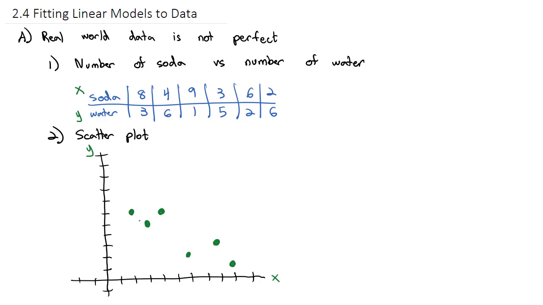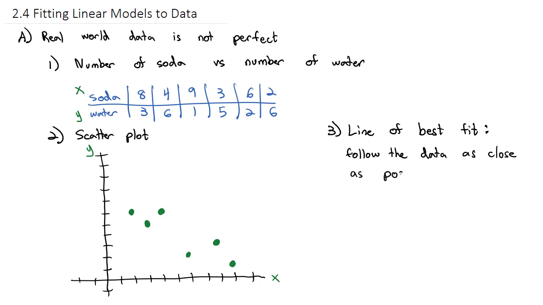And what I see is these dots don't actually make a straight line. They're kind of all over the place. But what I can see in the scatter plot is the dots do kind of follow a trend. And when I can see that trend, we can draw the line of best fit. And the idea of the line of best fit is it is going to follow the data as close as possible.